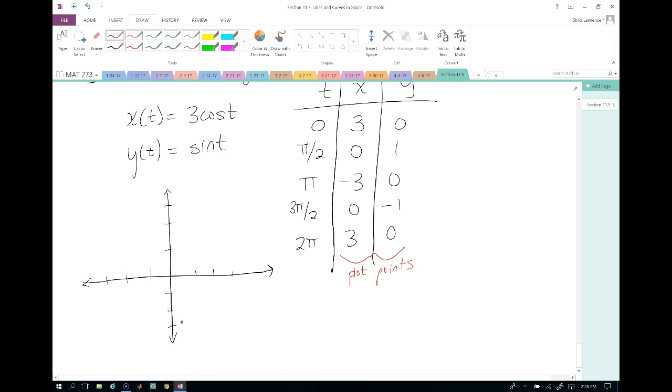So the first point that we generated was the point (3, 0). That is our starting point for when t equals 0, and you may even see the t-value labeled there. And then we did pi over 2 and we got the point (0, 1). And then pi, we got (-3, 0). 3 pi over 2, we got (0, -1).